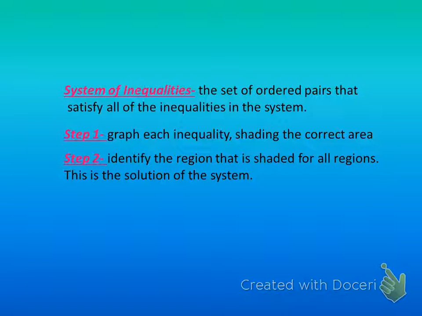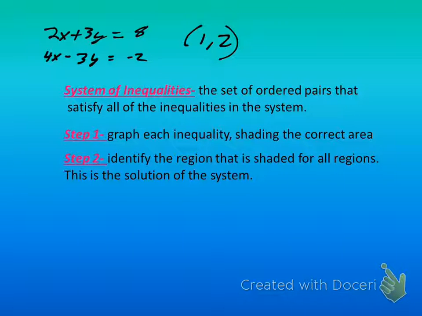A system of equations. Let me throw one up on the board right quick. Let's say you had 2x plus 3y equals 8, 4x minus 3y equals negative 2. The solution to that is (1, 2).